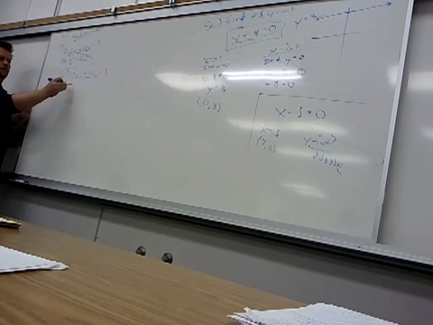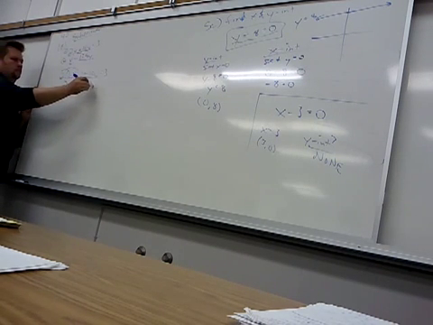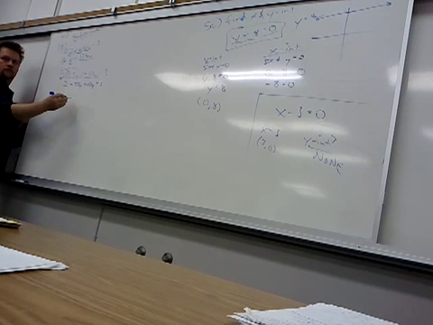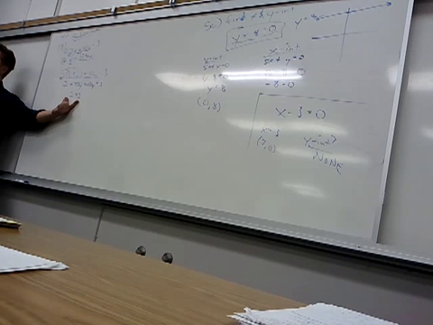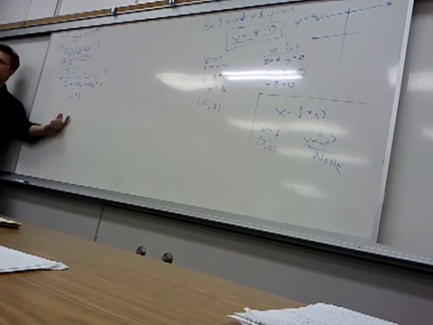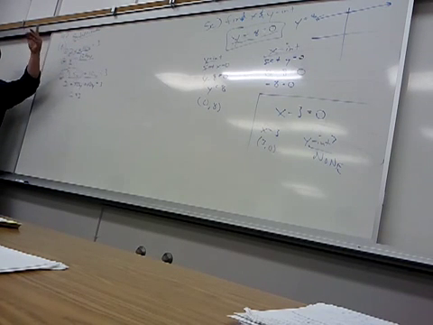2 minus 10y plus 10y equals 3. And those cancel out and you get 2 equals 3. So what's math trying to tell you here? What's the solution? There isn't one. This is never true, therefore there's no solution.